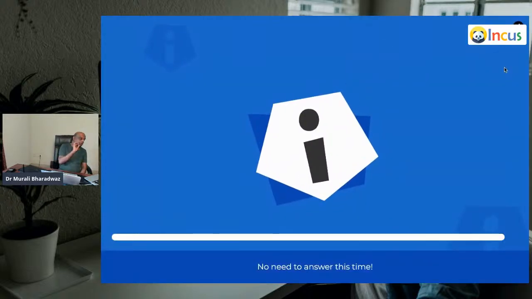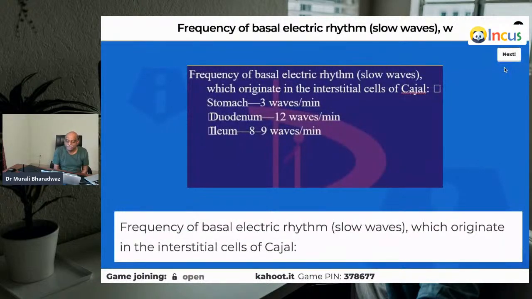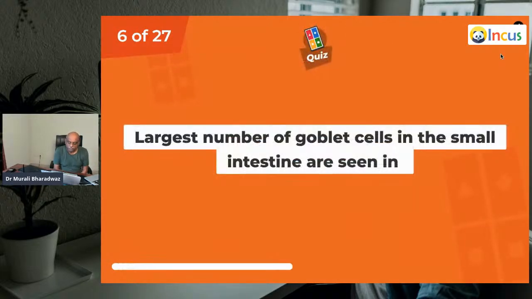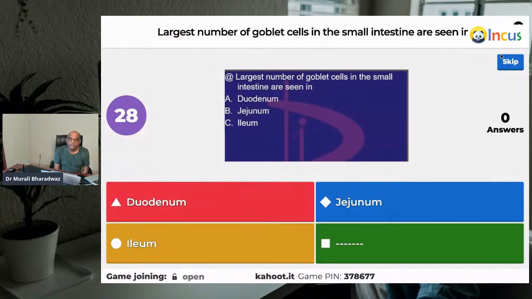So you should know a little bit of numeric here. Stomach, 3 waves per minute. Duodenum is 12 waves per minute. Ileum is 8 to 9 waves per minute, is what you have to emphatically remember. Largest number of goblet cells in the small intestine. Where do you see the largest number of goblet cells in the small intestine?